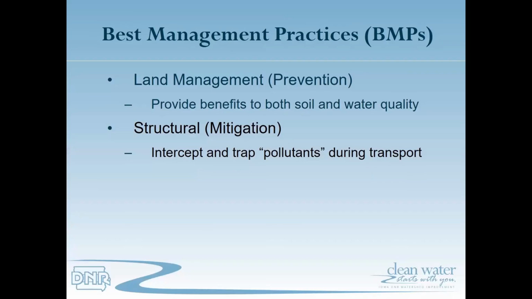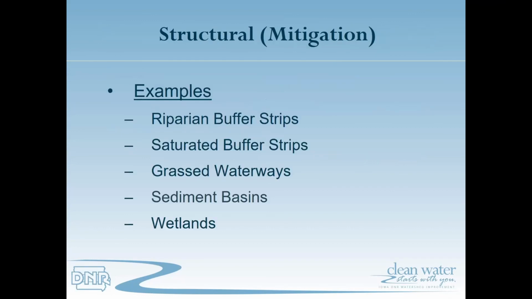Next up, we can talk about structural or mitigation practices, which would intercept and trap pollutants during transport. So once that phosphorus starts moving on its way to the lake, what can we do to stop it and maybe reduce the energy and not get it to the lake? Some examples of that would be buffer strips, either riparian or saturated, grass waterways, sediment basins, and wetlands. What all of these things have in common is that once that runoff and once that erosion starts moving, we're going to try to slow it down or reduce the energy in it so that suspended sediment and that phosphorus falls out of solution. So we want to try to slow the water down on the way to the lake. The longer it takes to get to the lake, the more sediment and phosphorus we may be able to remove.